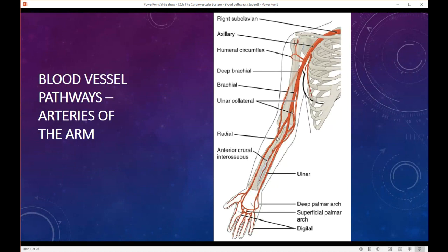And then we're going to go to the radial, which is going to go to the thumb side, and the ulnar, which is going to go to the pinky side.